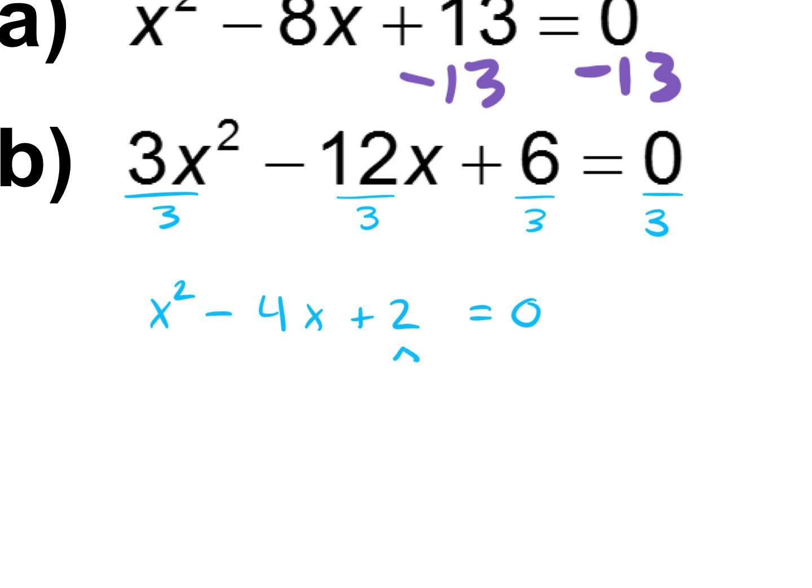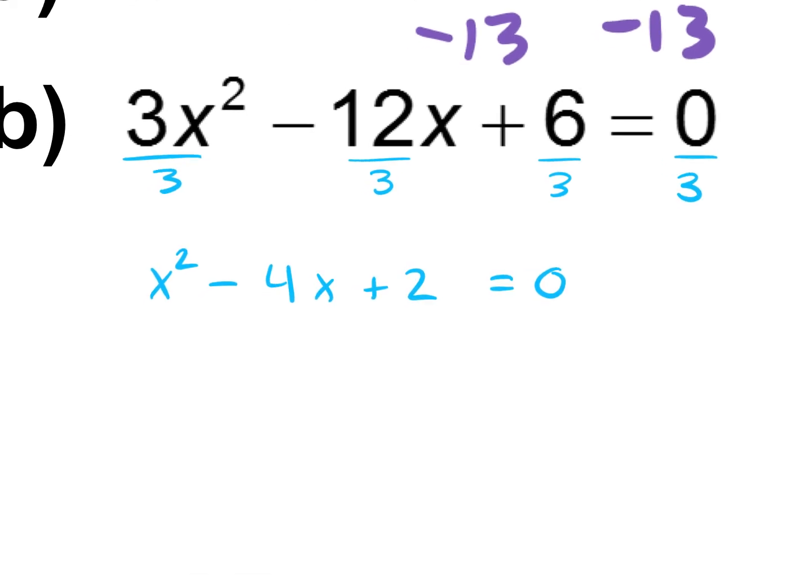Now, do I have two factors of 2 that add to 4? No. So that tells us that we can't just factor normally. We have to factor either completing the square or quadratic formula, which we'll talk about on the next slide. But let's complete the square here. What's the first thing that I need to do to complete the square? Move the 2 to the other side. So we have x squared minus 4x. We're going to leave a space to complete the square, and it's equal to negative 2.